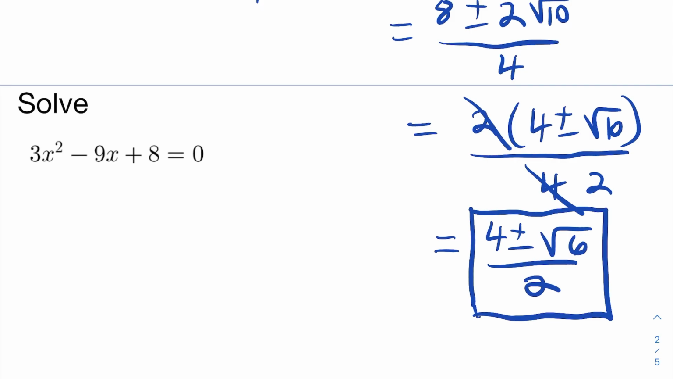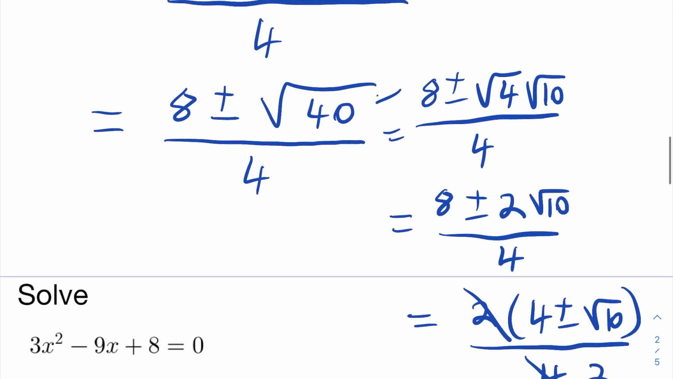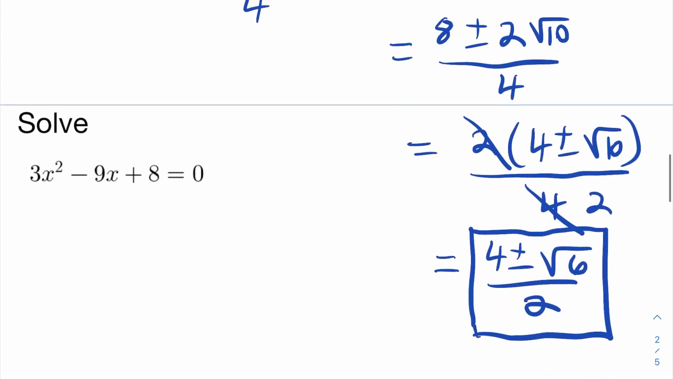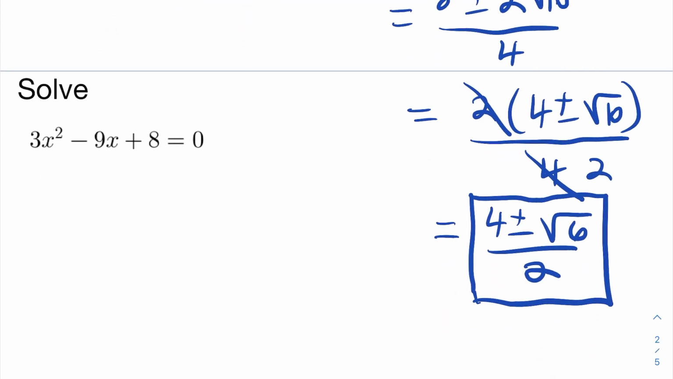And as you can see, because 40, the discriminant, was not a perfect square, we did get an irrational number. The square root of 10 proves that that number is irrational.